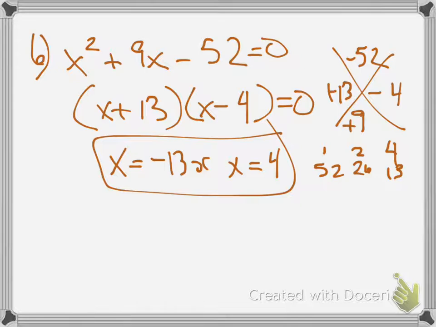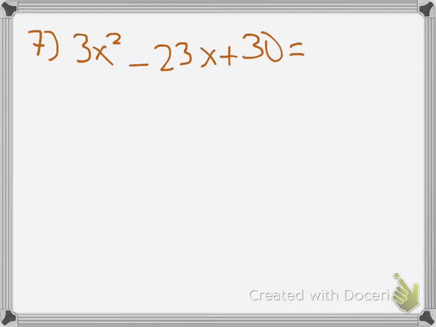Okay, so that one's not too bad. Now let's look at number 7. So I have 3x squared minus 23x plus 30 is equal to 0. Okay, so again here I'm putting 3x into both parentheses. Minus plus is minus minus.